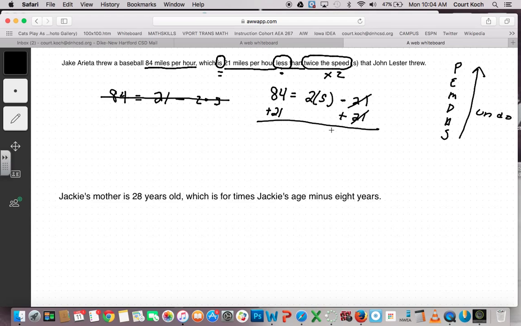This will end up canceling, so I'm left with 2s over here, and 84 plus 21 is going to be 105. Now I don't have any addition to undo, no division, but I have multiplication, and I undo it by doing the opposite. So the opposite of multiplication would be division.